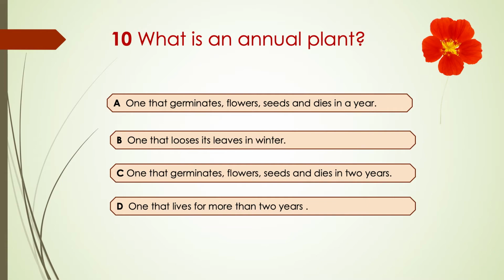What is an annual plant? Option A, one that germinates, flowers, seeds and dies in a year. Option B, one that loses its leaves in winter. Option C, one that germinates, flowers, seeds and dies in 2 years. Option D, one that lives for more than 2 years. The answer is option A. The word annual means that it occurs every year.